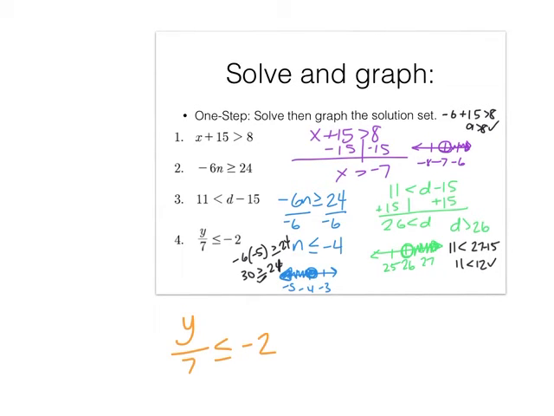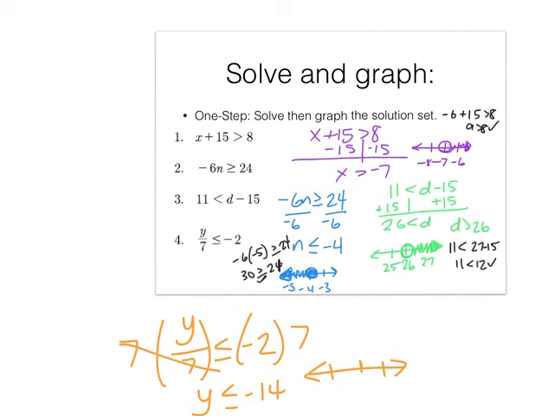Okay, on this one, we're multiplying to solve. Now, just because I see a negative on the right-hand side does not mean that I need to flip a symbol. I did not multiply by a negative. I multiplied by a +7 to get rid of this divided by +7. So watch yourself there. Don't flip the symbol just because there's a negative involved. We did not multiply or divide both sides by a negative, therefore, no reason to flip.